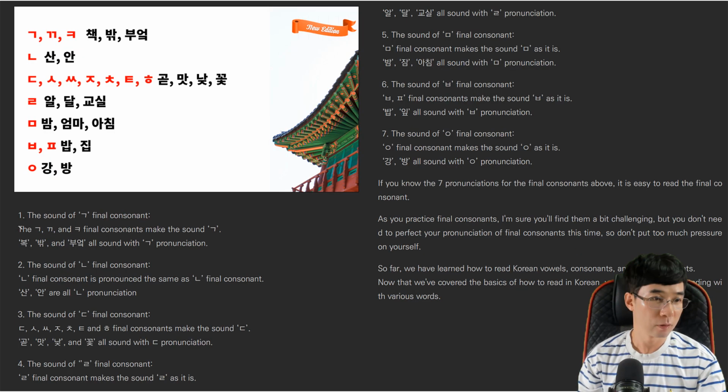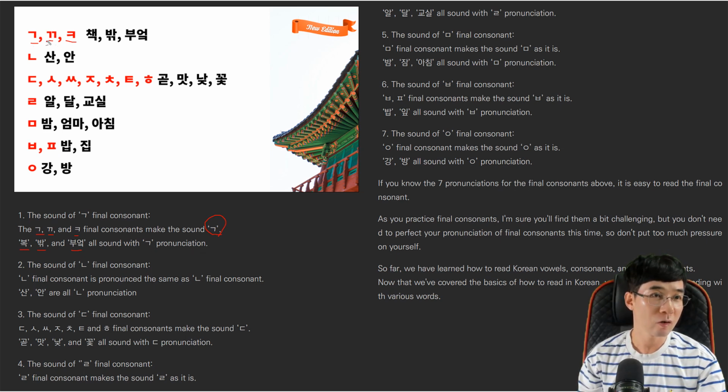Here's an example. Number 1. The sound of 기역, final consonant. 기역, 쌍기역, 키역. The 기역, 쌍기역, and 키역 final consonants make the sound 기역. All of them sound 기역. 복, 박, and 부엌 all sound with 기역 pronunciation. Even though the last consonants are 쌍기역 and 키역, all sound like 기역 pronunciation.